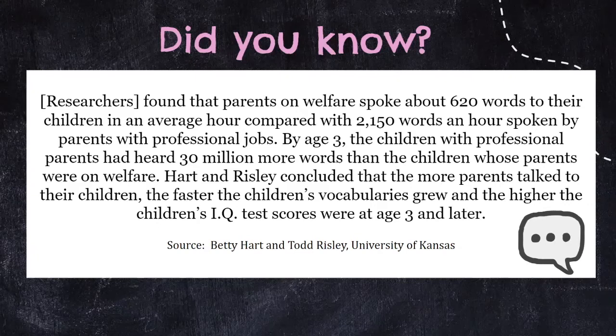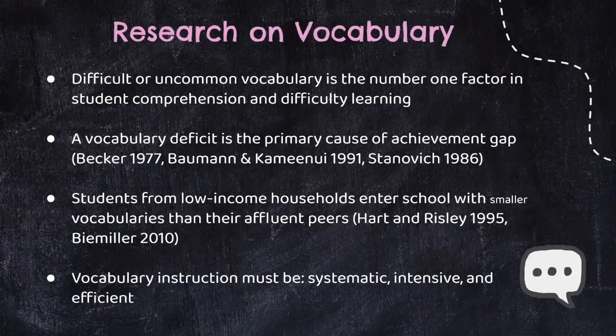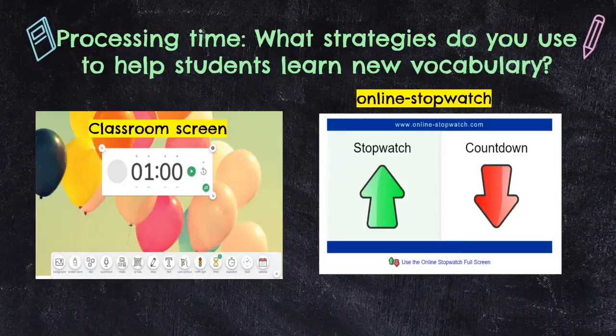So let's take a look at a little bit more research on vocabulary. Difficult or uncommon vocabulary is the number one factor in student comprehension and difficulty learning. A vocabulary deficit is the primary cause of achievement gap. And students from low-income households enter school with smaller vocabularies than their affluent peers. Vocabulary instruction must be systematic, intense, and efficient. So let's take a minute here, and I want you to think about what strategies do you use to help students learn new vocabulary.